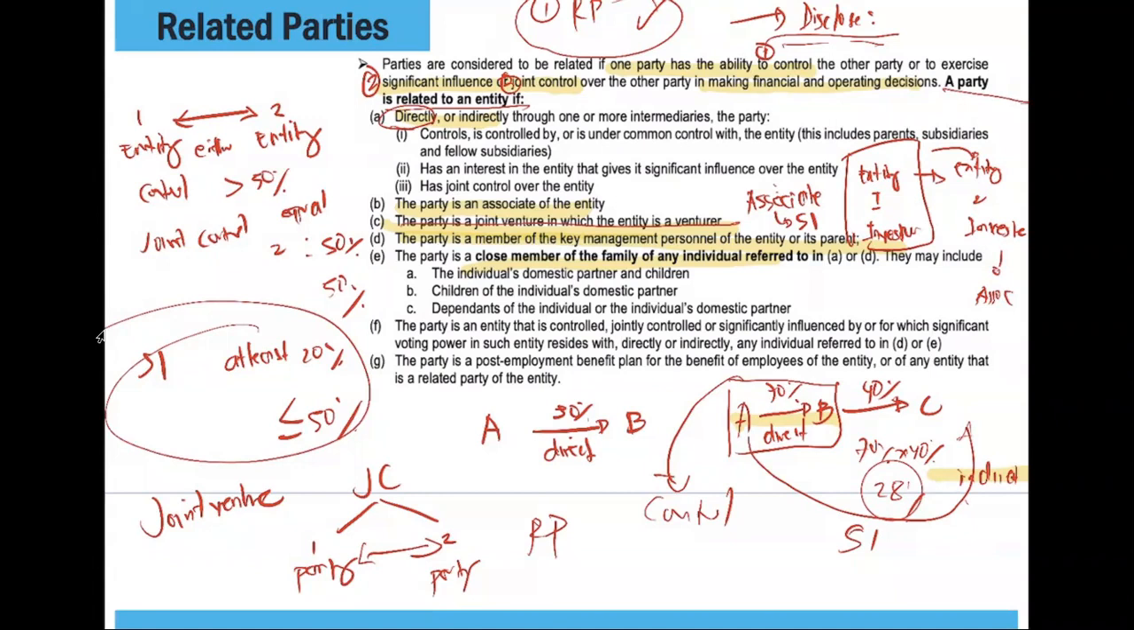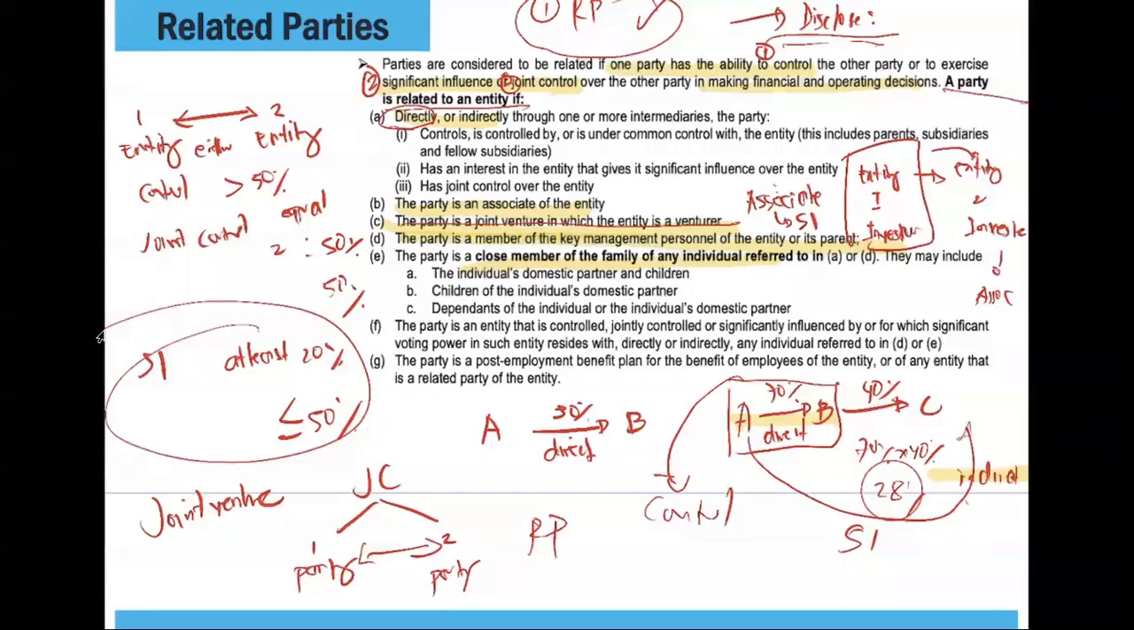Kasi yung children of the individual's domestic partner, edi yun din naman yung anak mo din kasi nga asawa mo yung domestic partner. Dependents of the individual or the individual's domestic partner, normally your dependents are your children unless you have other dependents. So for example, ikaw bahala sa parents mo. So your parents can also be your dependents.